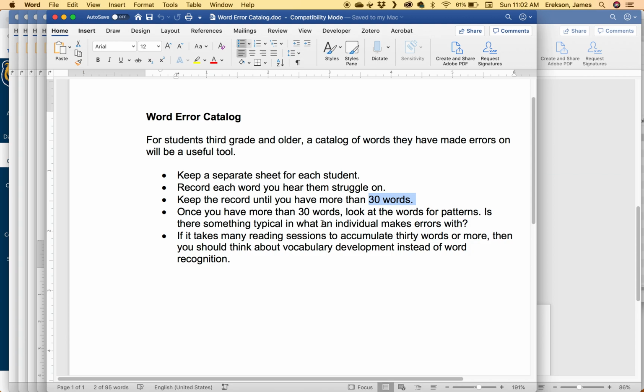So you need to start doing this now. You might not have 30 of these word errors until a couple of weeks from now, and start seeing what the patterns are. So once you have a good bank of words, start looking for the patterns. Is there something typical about how this individual makes errors? And does it look like it's about structure of the word, such as the phonics patterns that are there, or does it look like it's about something else? It might be about vocabulary, or it might be about they're memorizing the words or something like that. So you want to look at the actual behavior in addition to the words themselves.